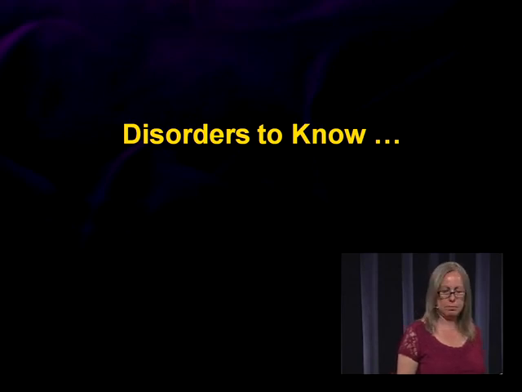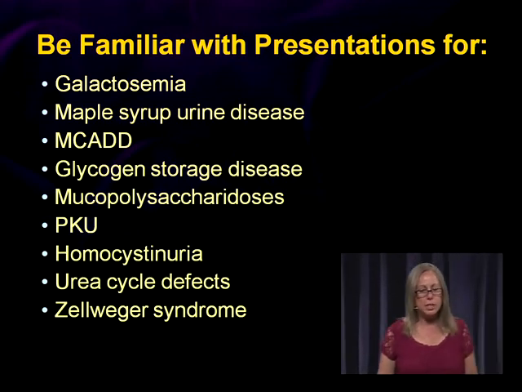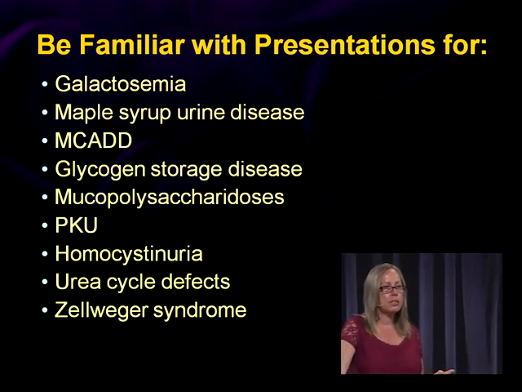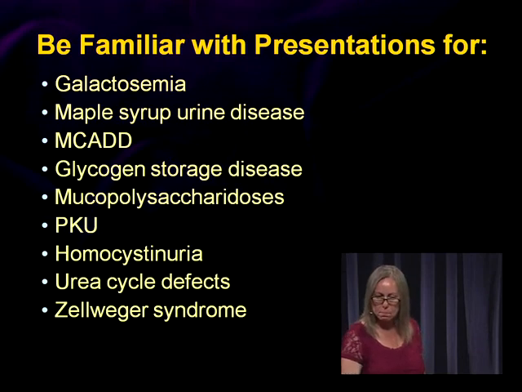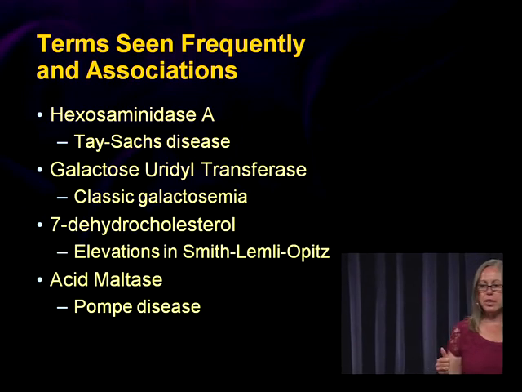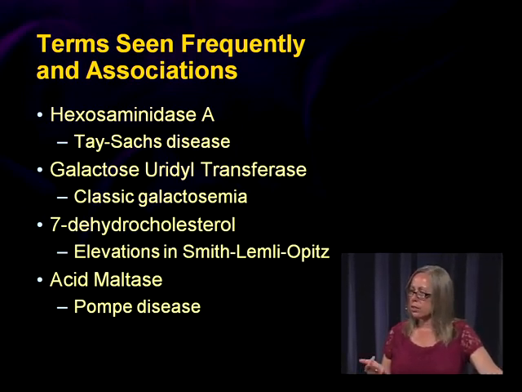Things you need to know. Be familiar with the presentations for galactosemia, MSUD, MCAD, GSDs, MPSs, PKU, homocystinuria, urea cycle defects, and Zellweger spectrum. Associations: hexosaminidase A, Tay-Sachs. Galactose uridyltransferase, or GALT, classic galactosemia. 7-DHC, or 7-dehydrocholesterol, is Smith-Lemli-Opitz. Acid maltase is Pompe's. Pompe's is also GSD type 2.